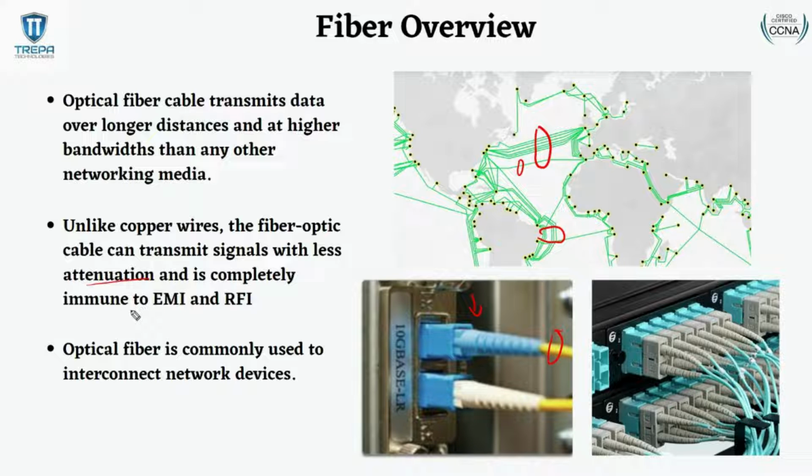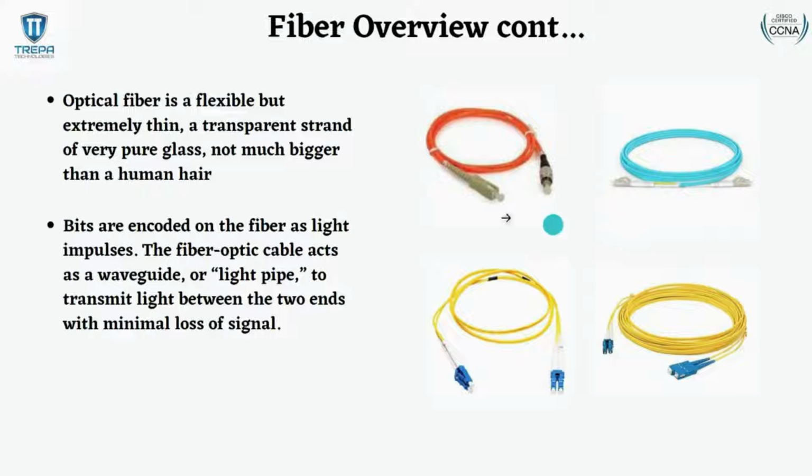It does happen, right? The light can only go for a certain distance and keep up a bandwidth capacity, but we're immune to EMI or RFI because electromagnetic interference doesn't happen on light, right? So optical fiber is typically used in our enterprise to connect maybe our comms closets or our data centers, right? So let's jump into a different type of fiber.